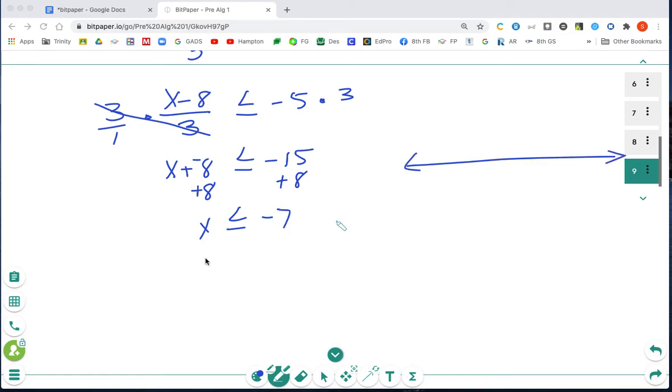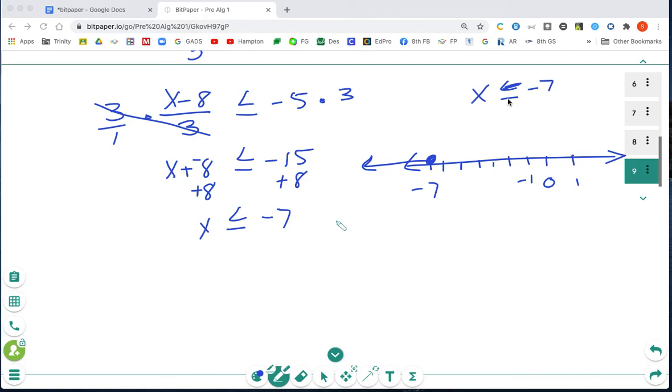We're going to graph x is less than or equal to negative 7. Put our 0, our 1, our negative 1, 2, 3, 4, 5, 6, 7. The solid line means solid circle, and it's all the numbers to the left. Come up here, draw my arrow in to show that it's going in the correct direction.